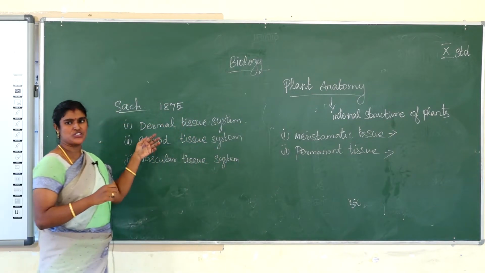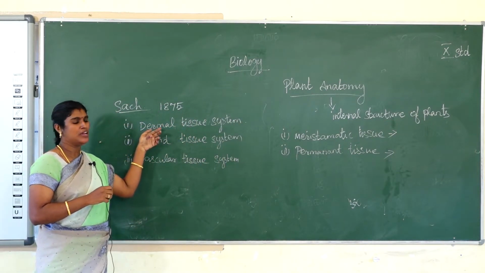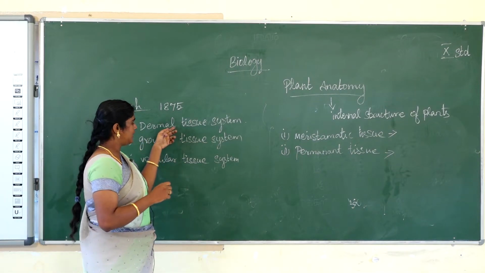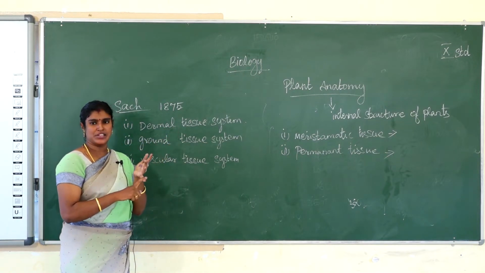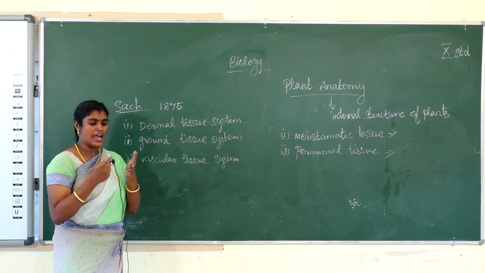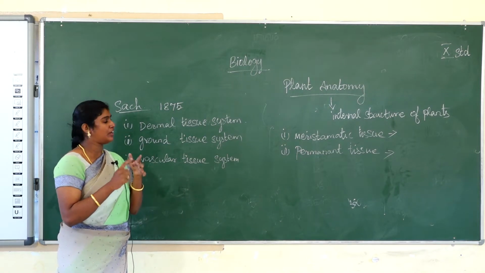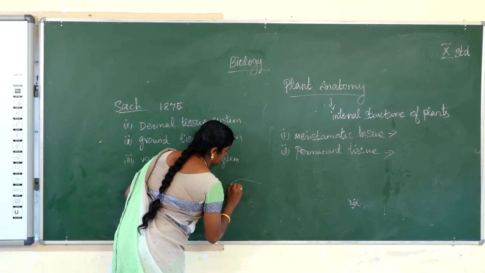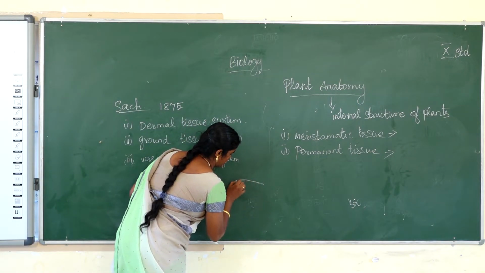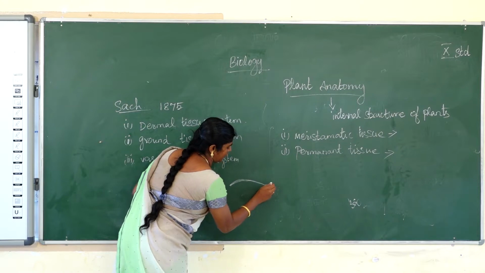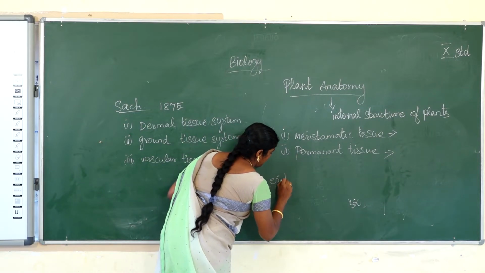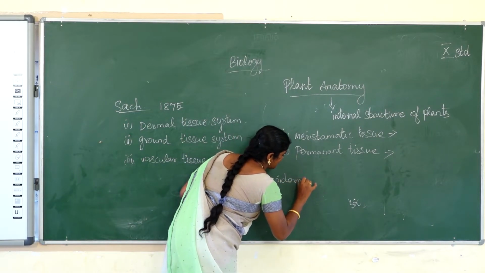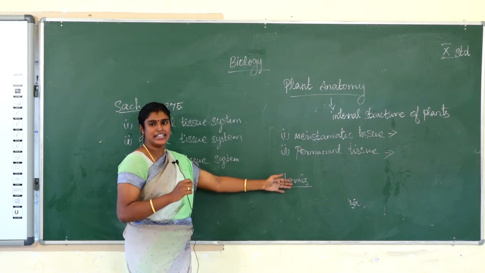First we talk about the dermal tissue system. The dermal tissue system consists of epidermal tissues, stomata, and epidermal hair growth. What is the main use of the dermis? It is the outermost layer, the outer epidermis. What is the use of this epidermis? It protects the internal tissues.